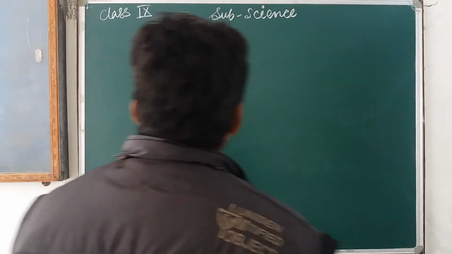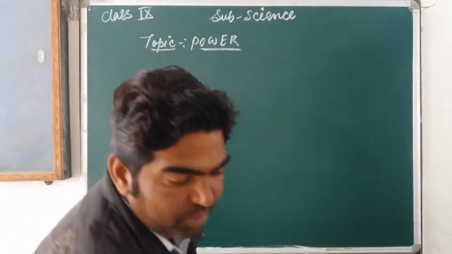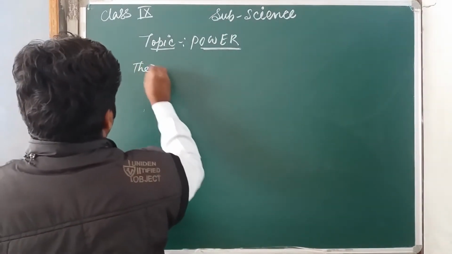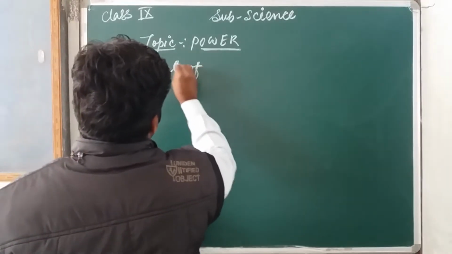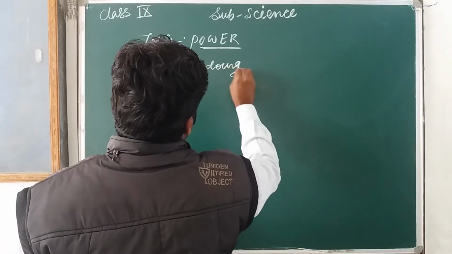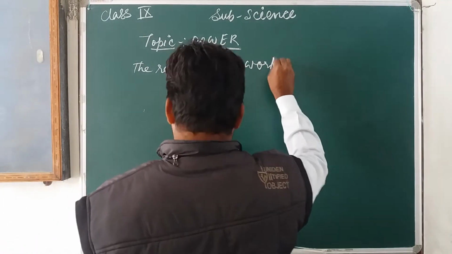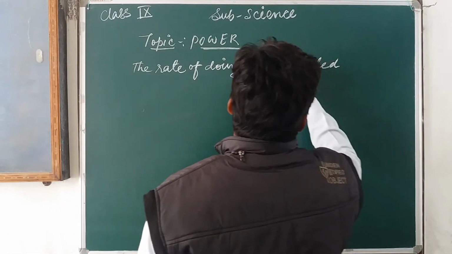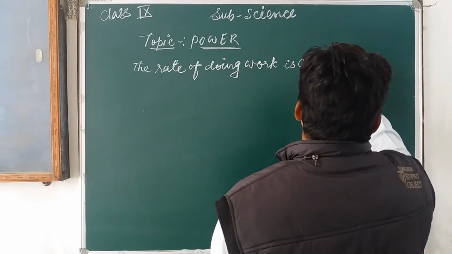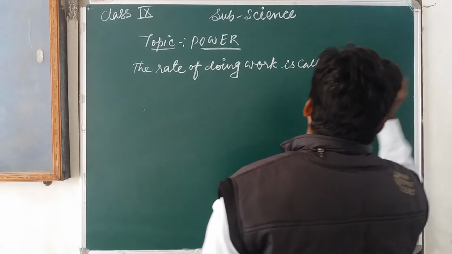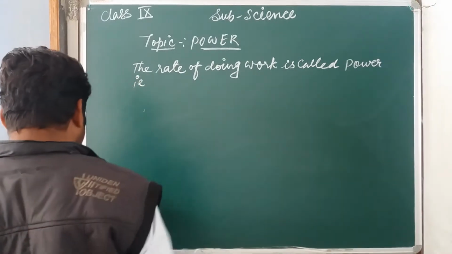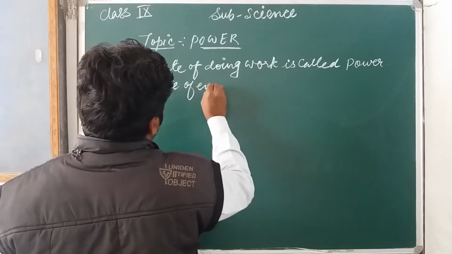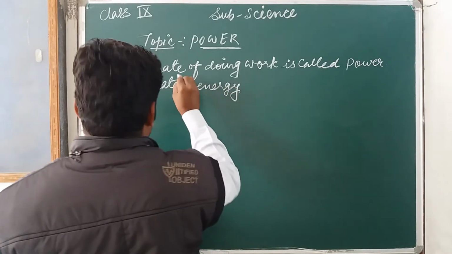So I am going to write here the definition for power. The rate of doing work is called power. This implies the rate of energy conservation.